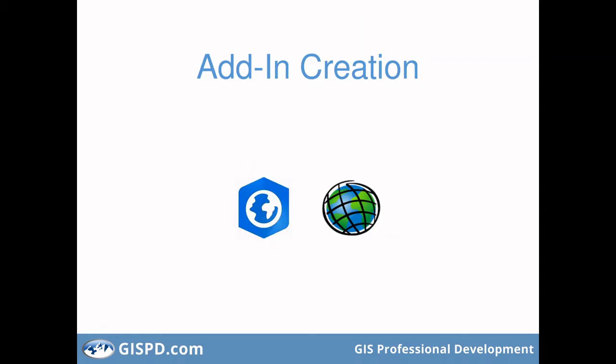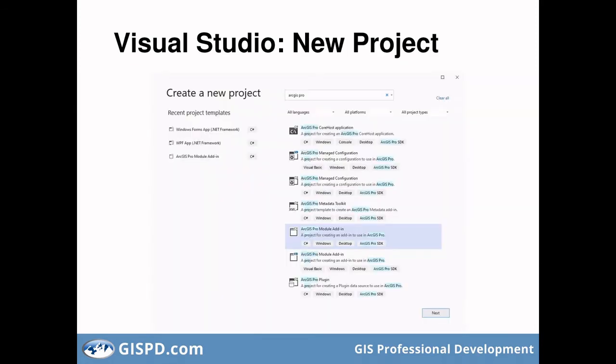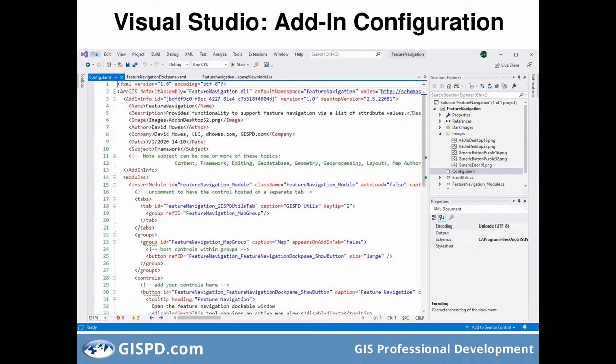Now let's look at building the add-in. I said earlier that we use Visual Studio for the development, and that requires adding the code pieces we need to create add-ins and to work with ArcGIS Pro. We create a new project and we choose the ArcGIS Pro module add-in template. The project then opens with this file.